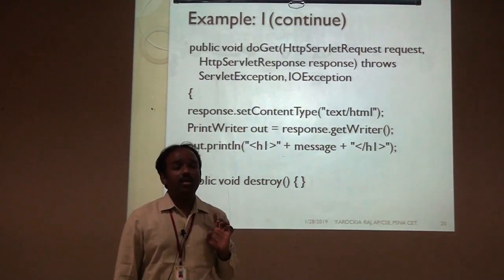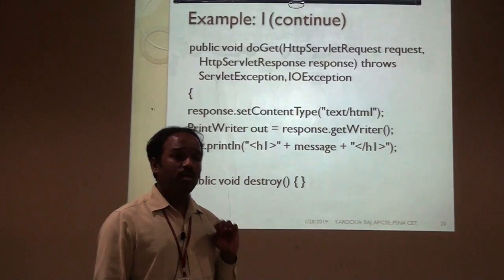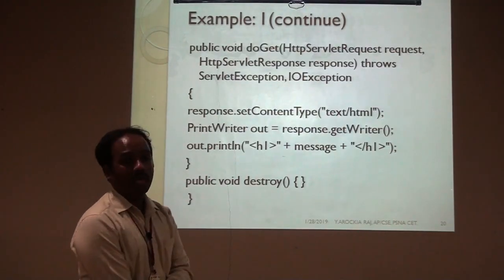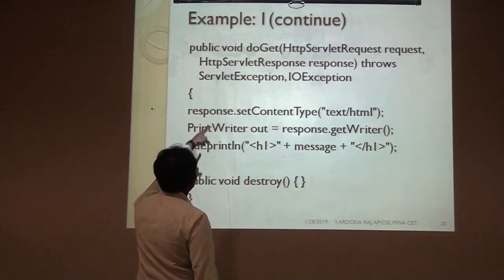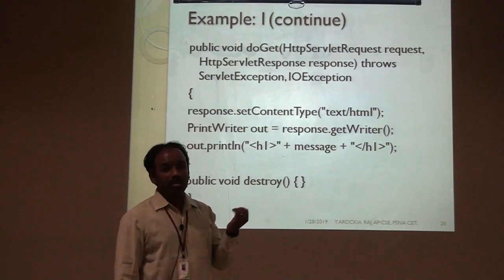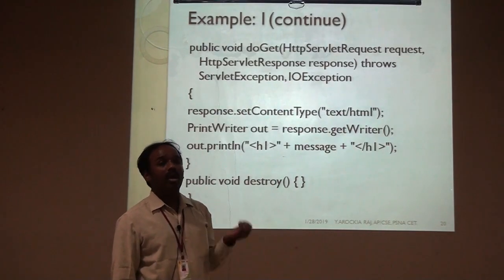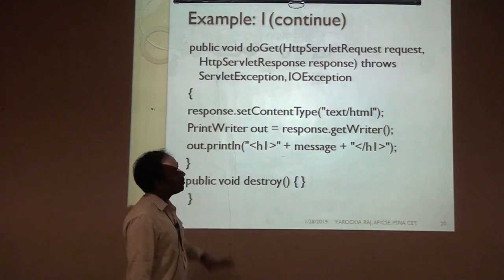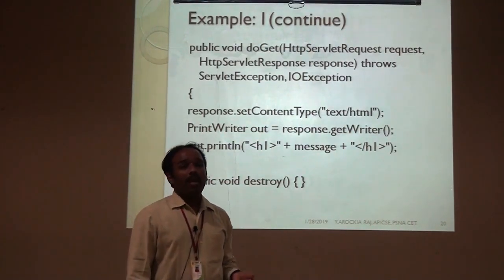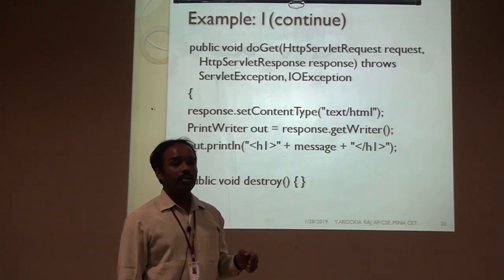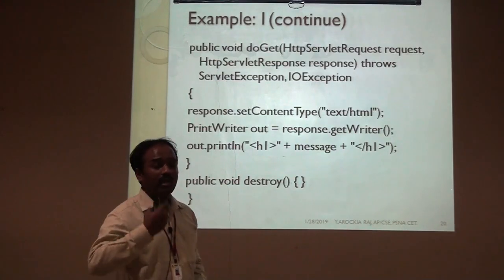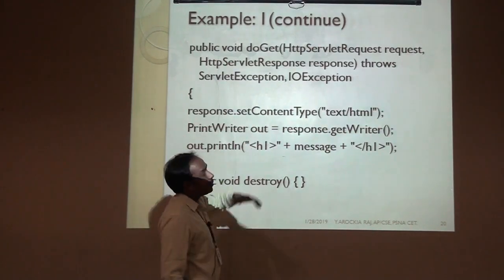The doGet method may also raise two exceptions: throws ServletException and IOException. The ServletException may happen, for example, if I am not able to execute my server, or I am not able to communicate with the server. And the IOException, for example, if I keep waiting for a client request but the client is not giving any input, or I am not able to give the output. At that time this IOException may happen.